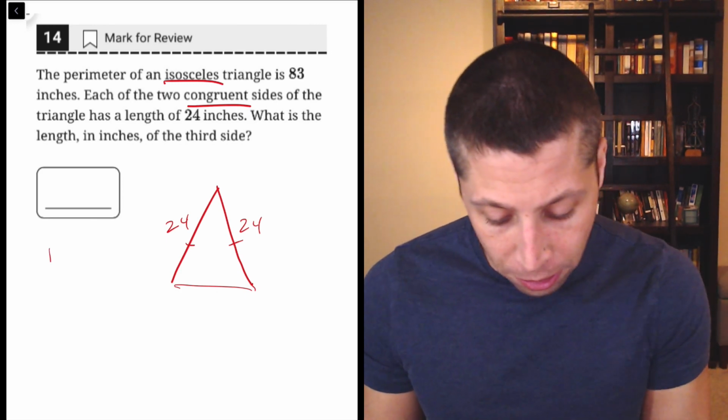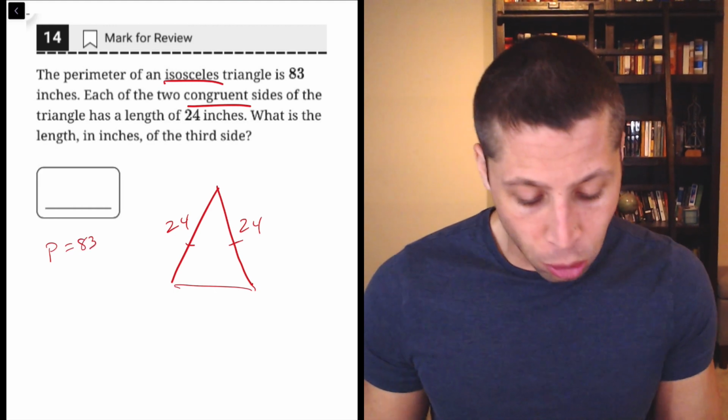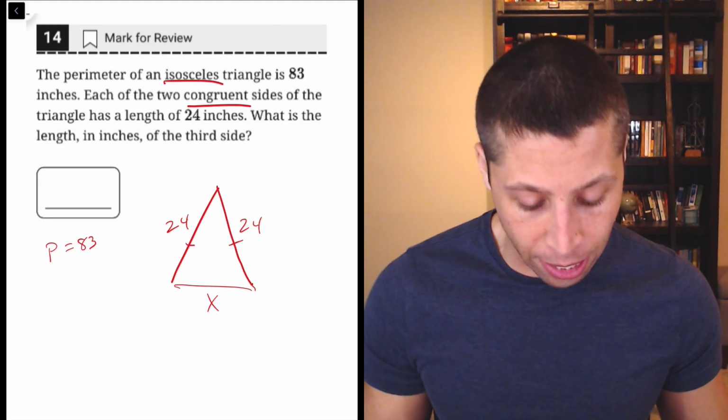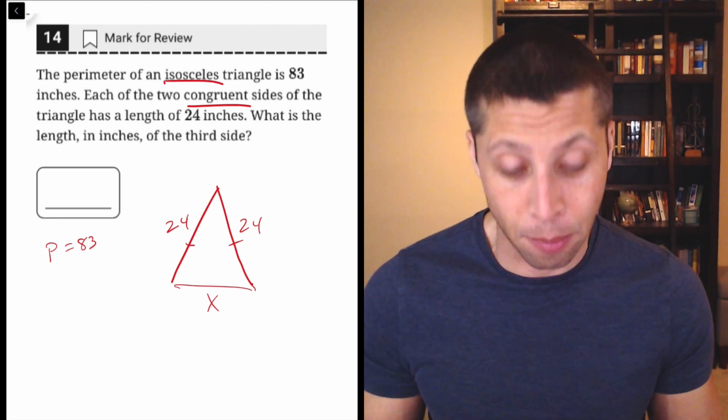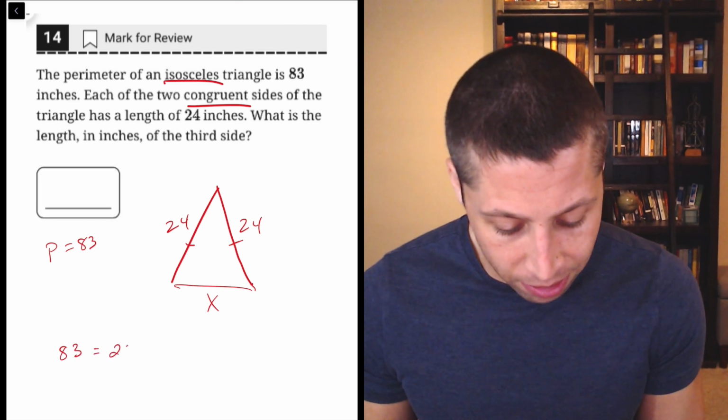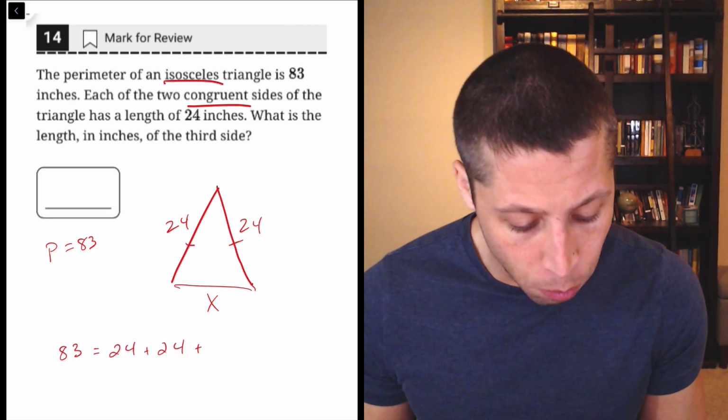Now the total perimeter is 83. So there's a missing side here. We'll call it X, and all three of these things together are going to give me that 83. So if we wanted to express this as a more formal equation, it would be that 83, the total perimeter, is equal to the 24s added with the X.